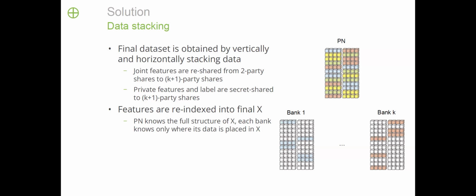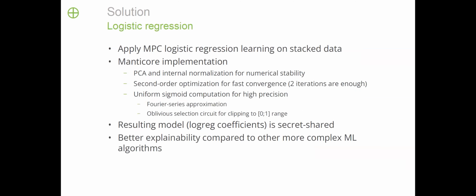Here we are doing public reindexing, that is, we leak where the transaction is situated in the final dataset, for performance reasons. We can do it privately, but the overhead will be larger. So afterwards, we train a logistic regression model in MPC on this stacked dataset.